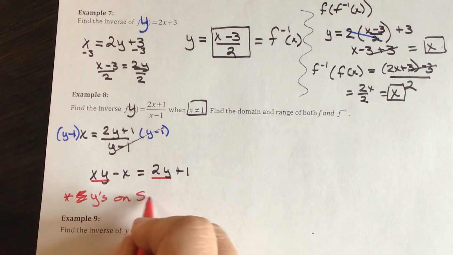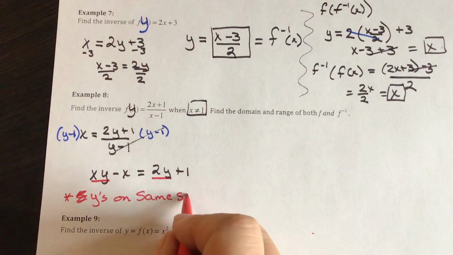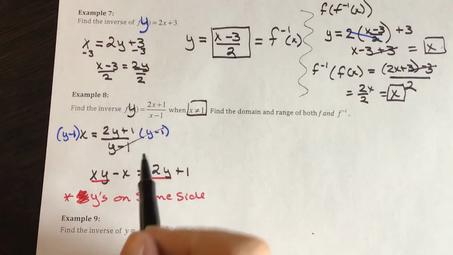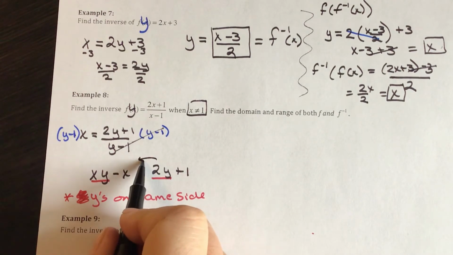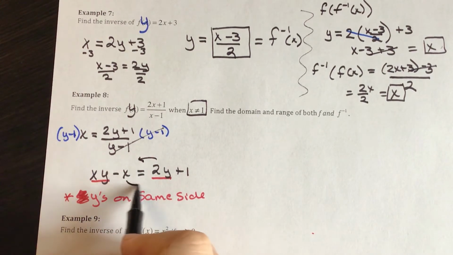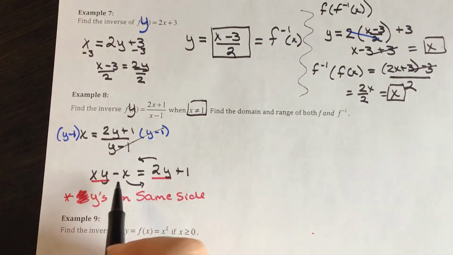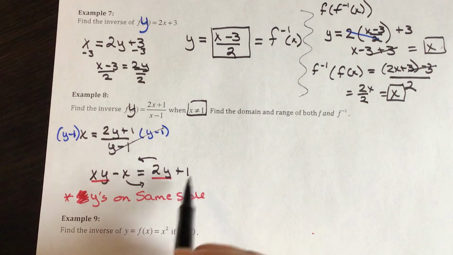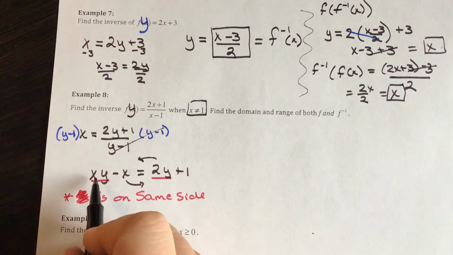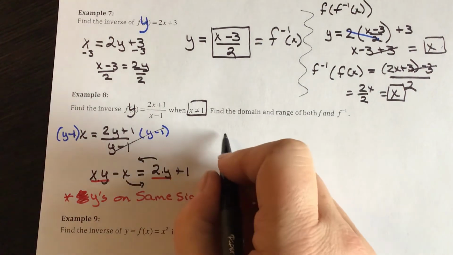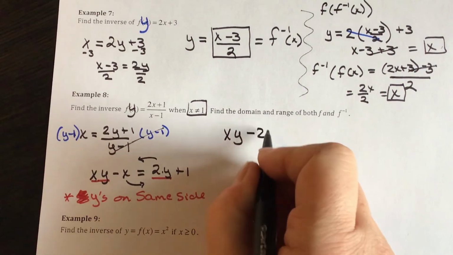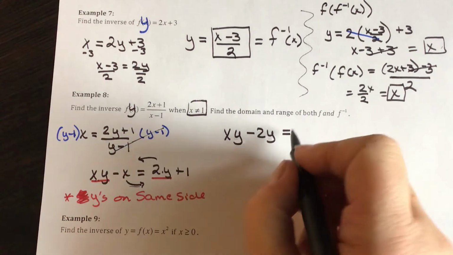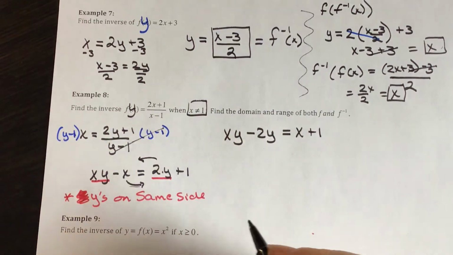Y's on the same side. So that means I'm going to subtract 2y over here and then add x to the other side, because that doesn't have a y. I want all the y terms on this side and all the non-y terms on this side. So this gives me xy minus 2y equals, add x to the side, x plus 1.